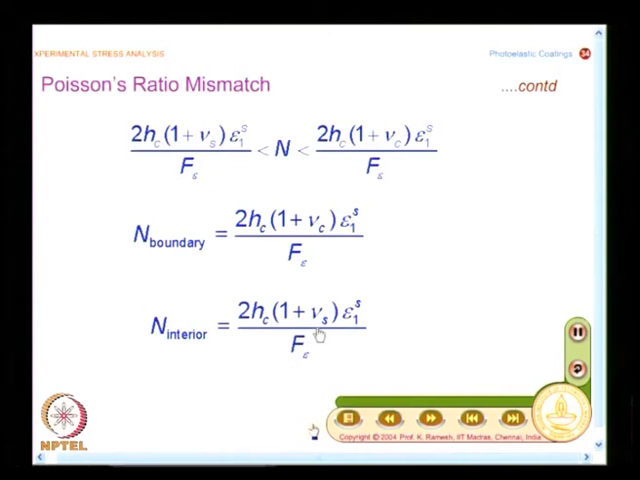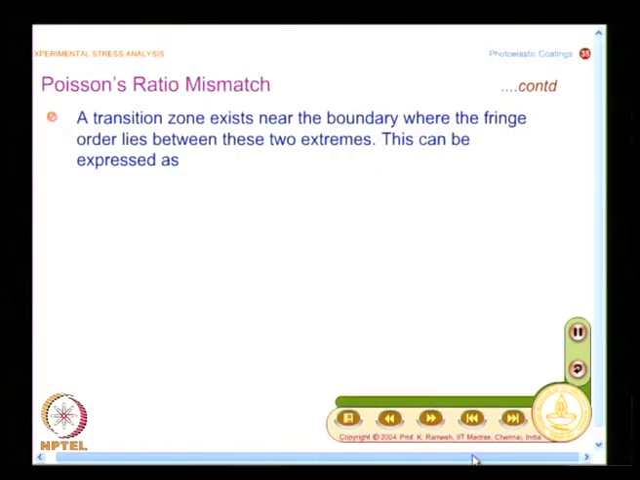So, what you need to recognize is Poisson's ratio mismatch can give problems. Whether the problem is significant or not is what you will have to look at, and people have also done systematic experiments and then established how you can accommodate the Poisson's ratio mismatch.